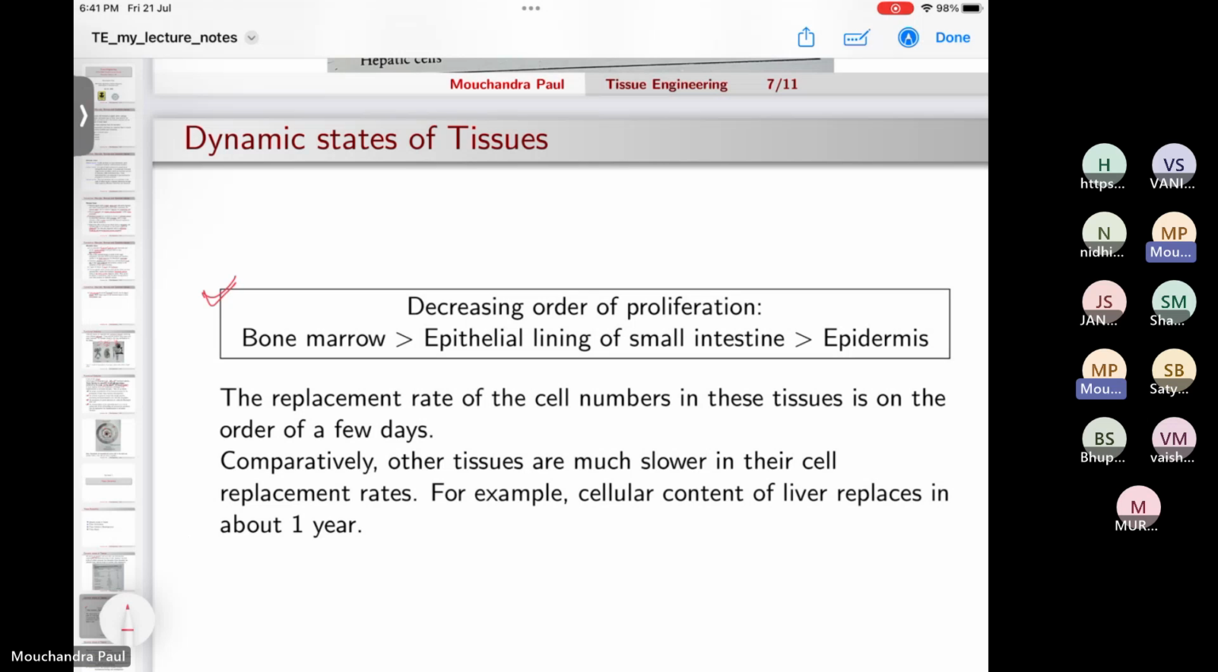Whereas when you compare this with other tissue types like liver or heart, the rate of replacement is much slower. As it is stated, the cellular content of the liver gets replaced in about 1 year. It takes 1 year for the old liver cells to die and for new liver cells to take their place, whereas for skin it takes only a few days, and for bone marrow again a few days. So this is how dynamic the organization and functioning of the tissues in our body is.